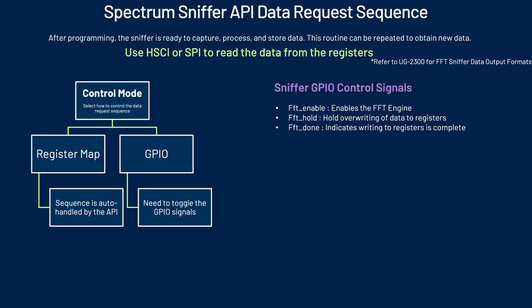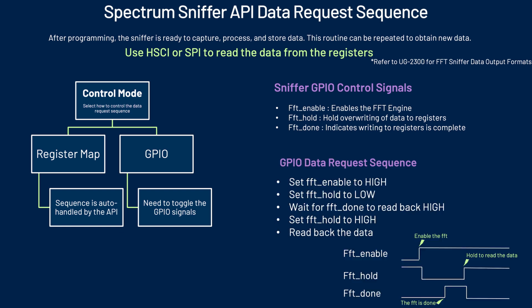There are 3 signals: FFT enable, to enable the engine; FFT hold, to hold the overwriting of data to registers; and FFT done, which indicates that writing to the registers with data is complete. The GPIO toggling procedure is to first set FFT enable to high to enable the FFT. Wait for FFT done to read back high, indicating that the FFT is done and the data is stored in the registers. Finally, set FFT hold to high so that the data will be held in the registers and the user can read it.